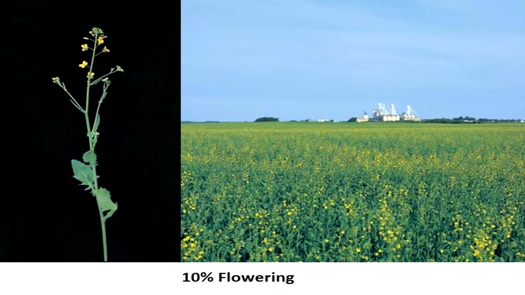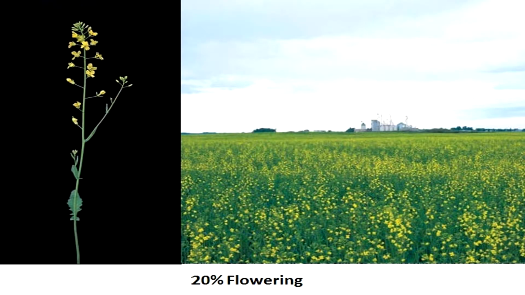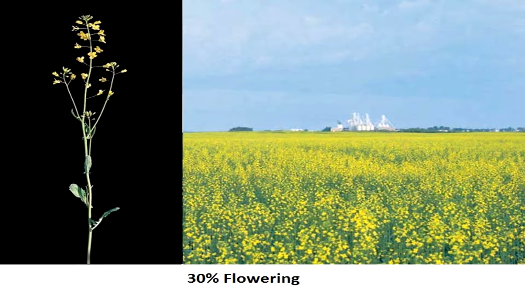10% flowering. When there are at least 10 open flowers on the main stem. 20% flowering. When there are 14 to 16 flowers open on the main stem. 30% flowering. There are at least 20 open flowers on the main stem. A crop at 30% flowering will have only a few buds formed.